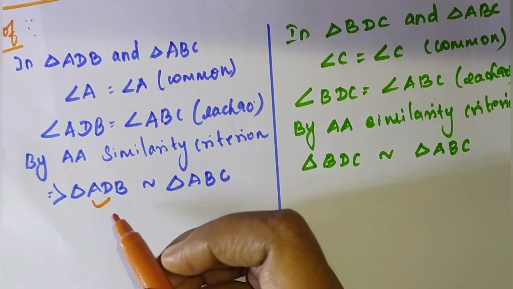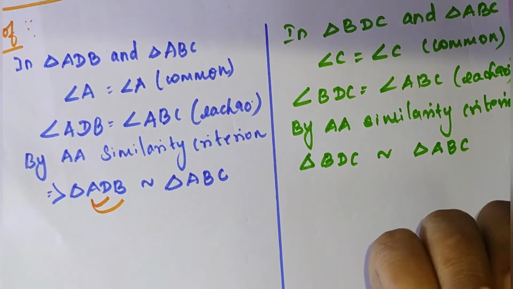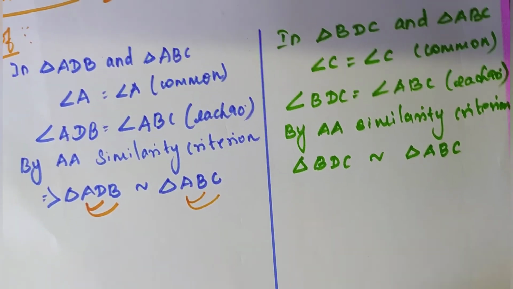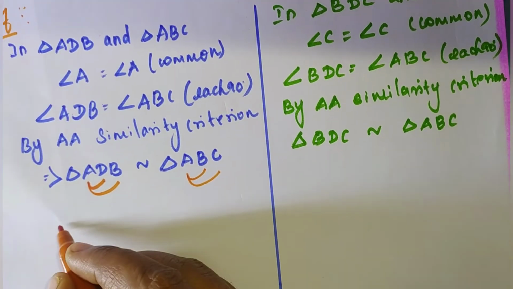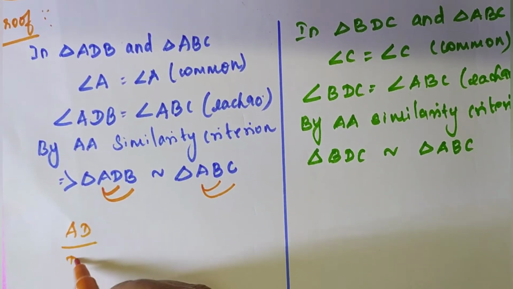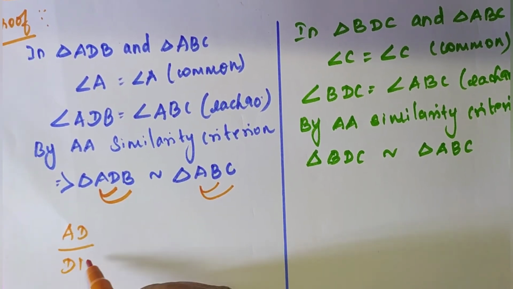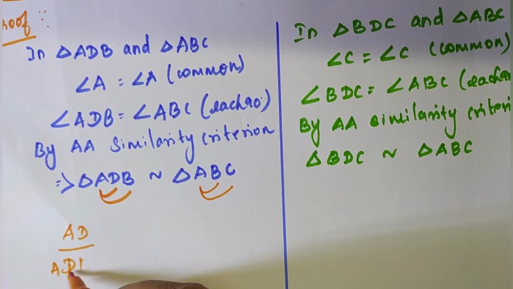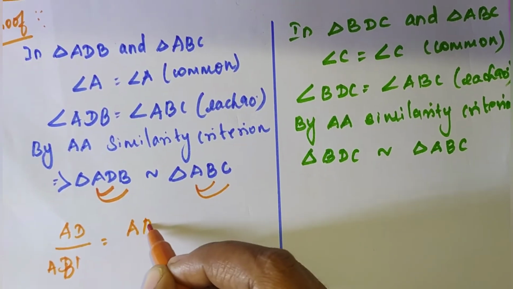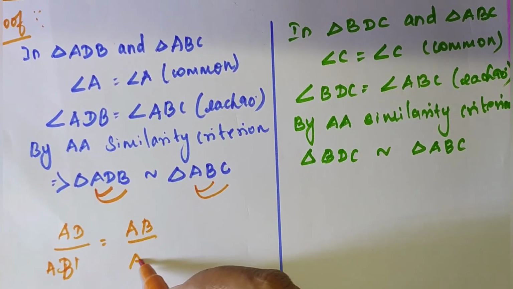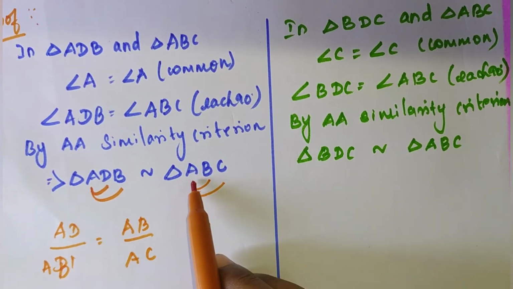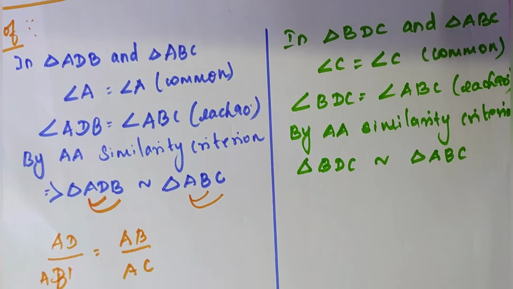AD divided by AB and AB divided by AC. Clear? AD divided by DB, sorry, AB, is equal to AB divided by AC. Clear? AD divided by AB, AB divided by AC.